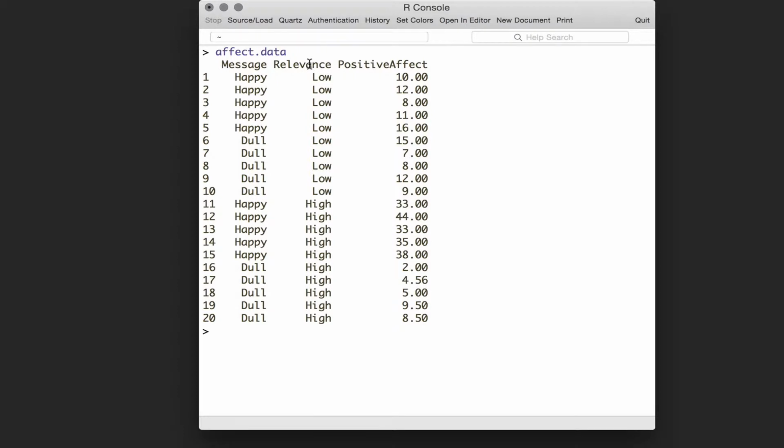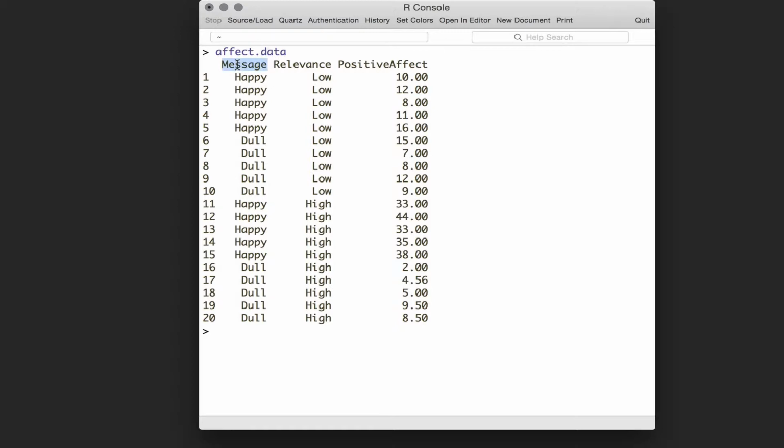So how do we do the factorial ANOVA in R? Now we do it using the same way we did the one-way ANOVA, but just add in our other factor. Now, one thing I should mention is we've got two grouping variables here. We've got message and relevance, but you could look at the interactions or do a factorial ANOVA with more than two independent variables.